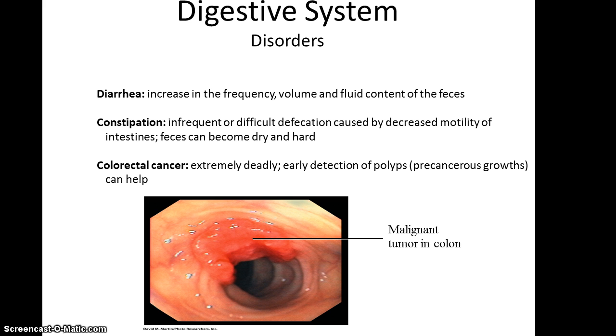This is an extremely deadly cancer. However, it can be detected early on when a colonoscopy is performed, and you see polyps or precancerous growths, and then those polyps can be removed.